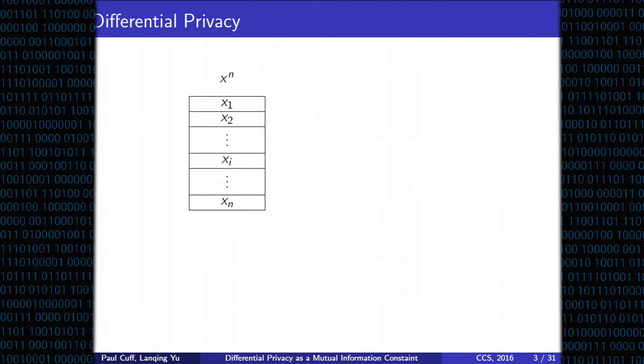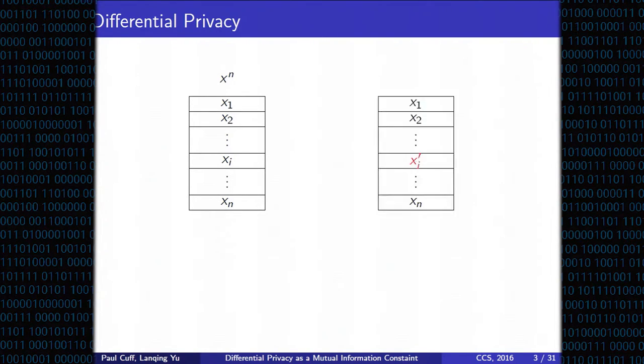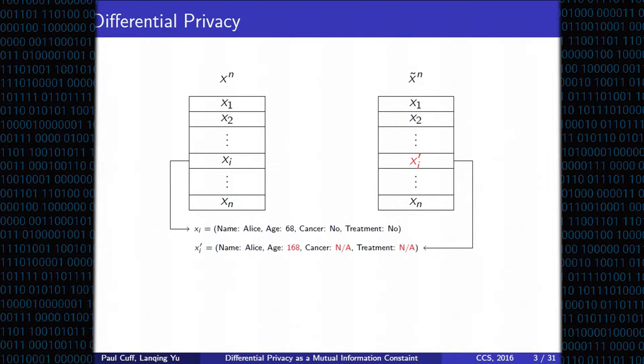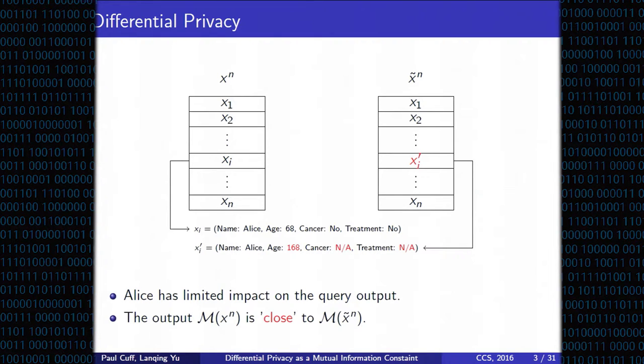So in the definition of differential privacy, we need a notion of neighboring database. Suppose this is a database you saw on the last slide, and now we have another database. We say two databases are neighboring if they only differ in one entry. So you can see the new database in its i-th entry is something like garbage. Well, differential privacy ensures that Alice has limited impact on the query output. In order to make this happen, differential privacy requires that the query output, given any database, should be random.